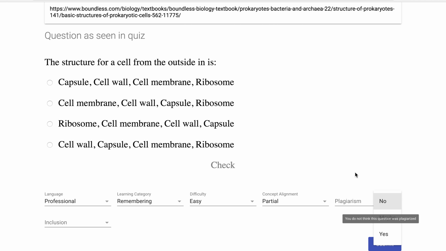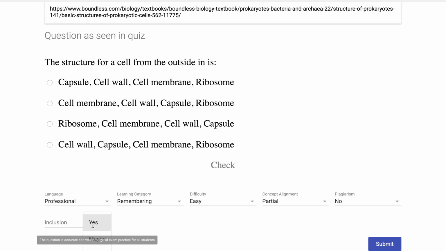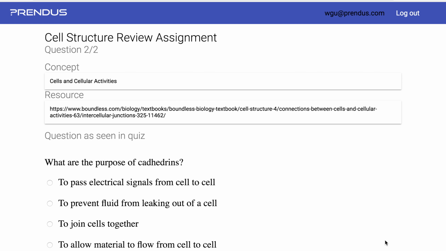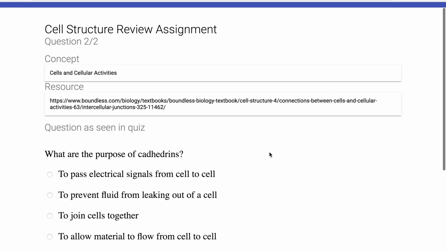Plagiarism, it does not look plagiarized. It looks like it was made by the person, and so it's not plagiarized. And inclusion, I think this is something that would be important, and so this question will be included. Now after I have these 6 parameters filled out, I hit submit, and I go on to the next question.